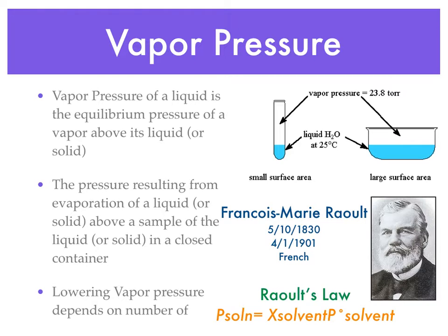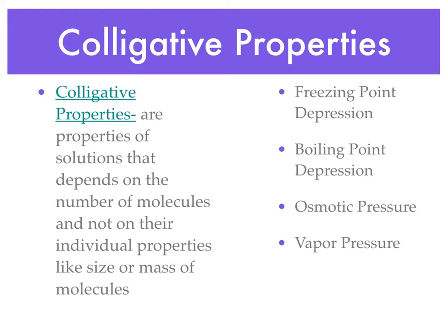So Raoult's law, we won't be using it. I'm just pointing out this is where we would use Raoult's law on vapor pressure to figure out what our pressure is based on the vapor we're working off of. Colligative properties are properties of solutions that depend on the number of molecules and not on their individual properties, such as the size or the mass of the molecules. So freezing point, boiling point, osmotic pressure, and vapor pressure are all colligative properties.